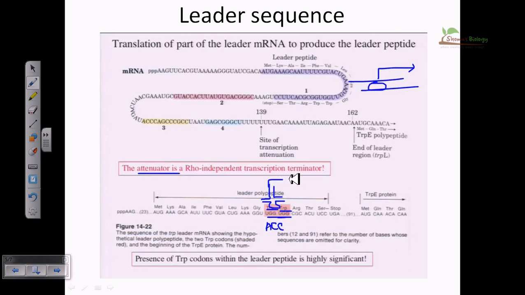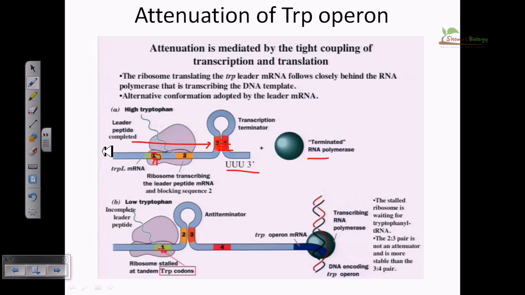So in the situation when there is less tryptophan, this process will be halted here, right? So that will be seen in the next slide. In this case, what we can see is when there is a higher amount of tryptophan present, so tryptophan is abundant in the cell.